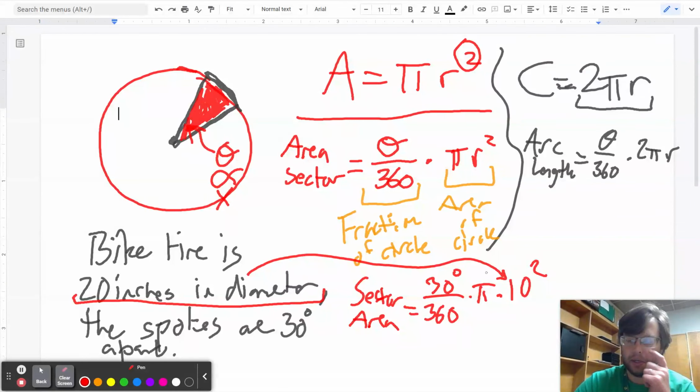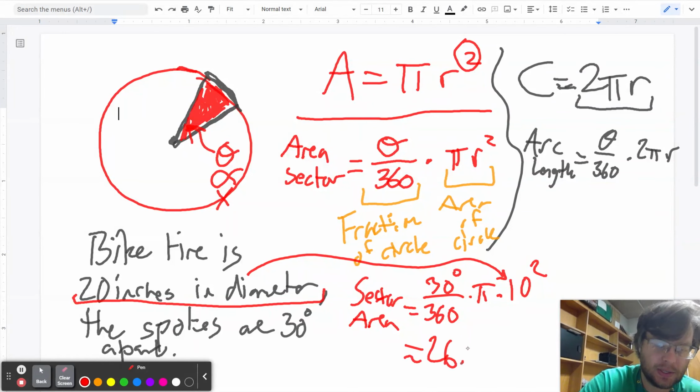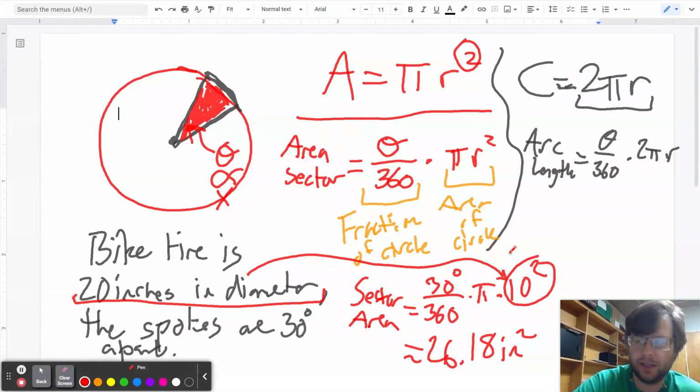You can just type all that into your calculator, either on your phone or in the classroom. So just 30 divided by 360 times pi. If you need to get pi on your phone, you can turn it sideways, and pi is kind of on the bottom there. And then times 10 squared, so you can just go times 10 times 10. You end up with approximately 26.18, and that is measured in square inches because we had the squared inches right there.